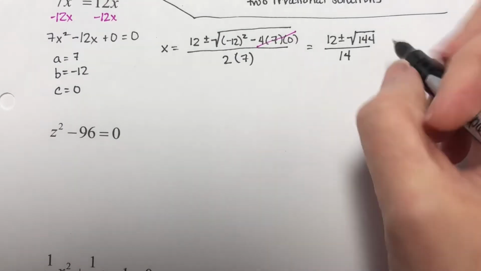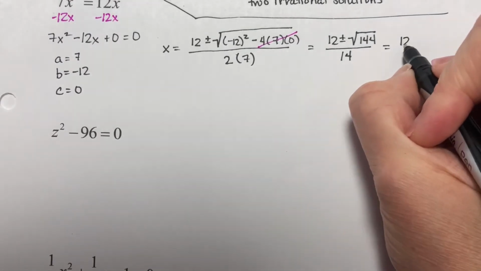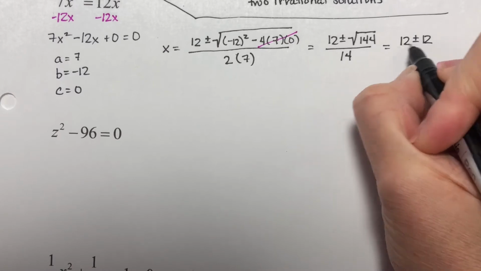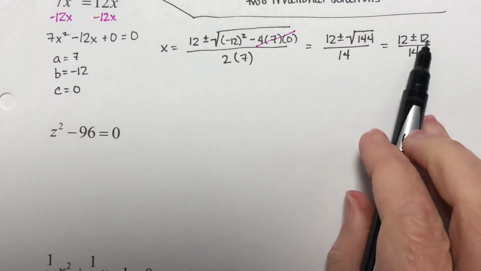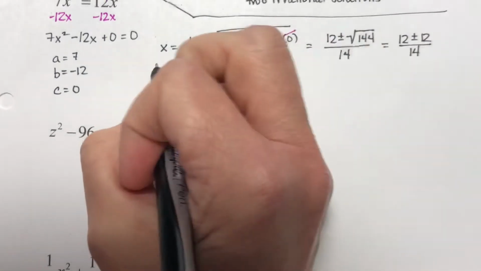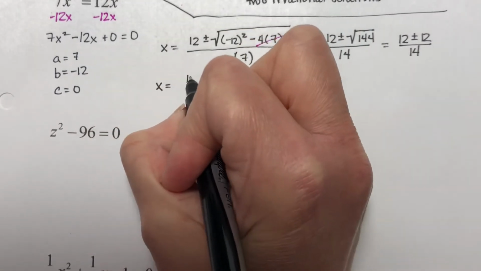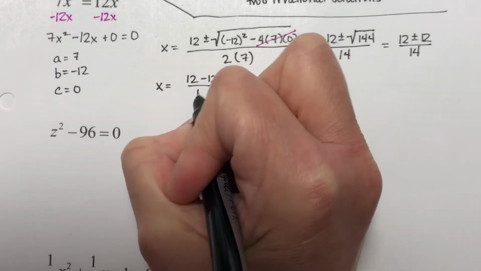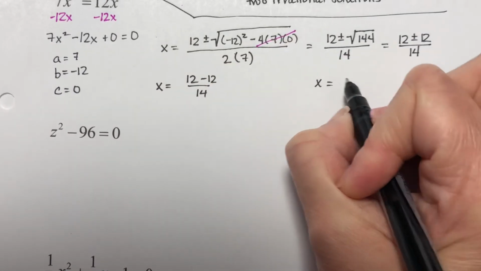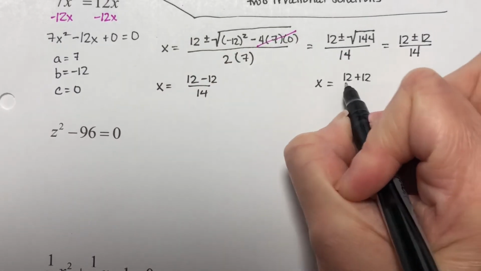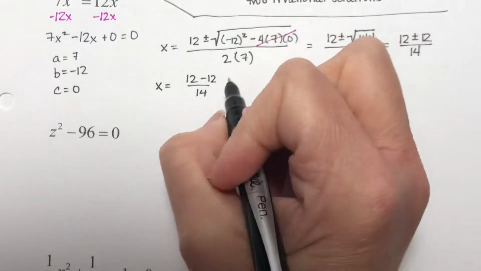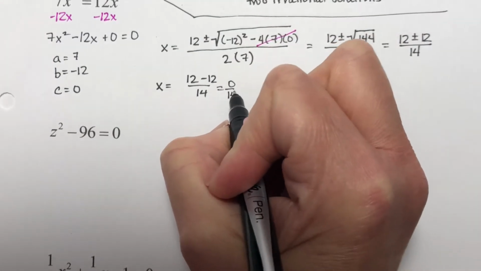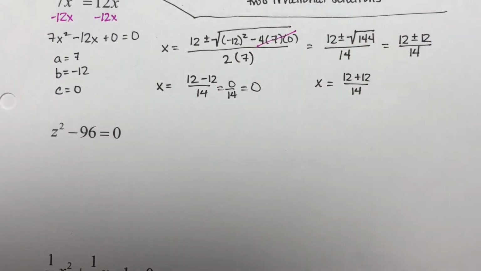Okay, so the square root of 144 is 12 over 14. So now, because we can actually do this arithmetic, we split it up. I have x equal to 12 minus 12 over 14, and I have x equal to 12 plus 12 over 14. Okay, so 12 minus 12 is 0. 0 over 14 would be 0. So one of my solutions is 0.